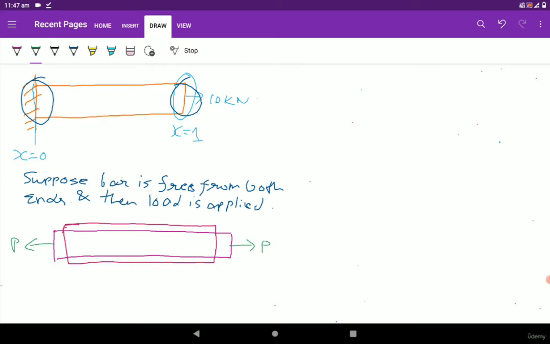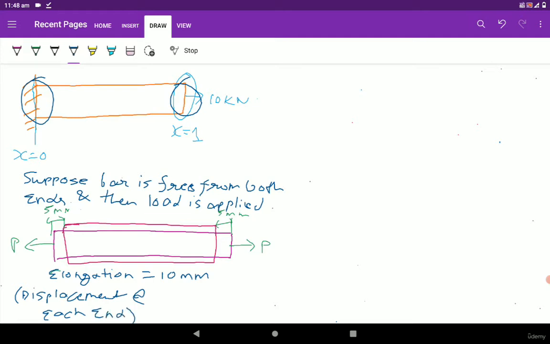So suppose the elongation from this side will be 5 millimeter, and here also the same elongation, 5 millimeter. So total elongation will be 10 millimeter, but displacement at each end will be 5 millimeter. Okay, so this was just an overview of how we are going to tackle this problem.